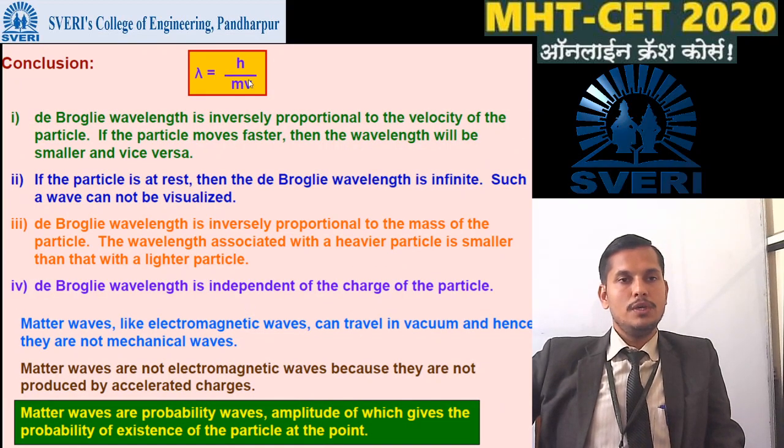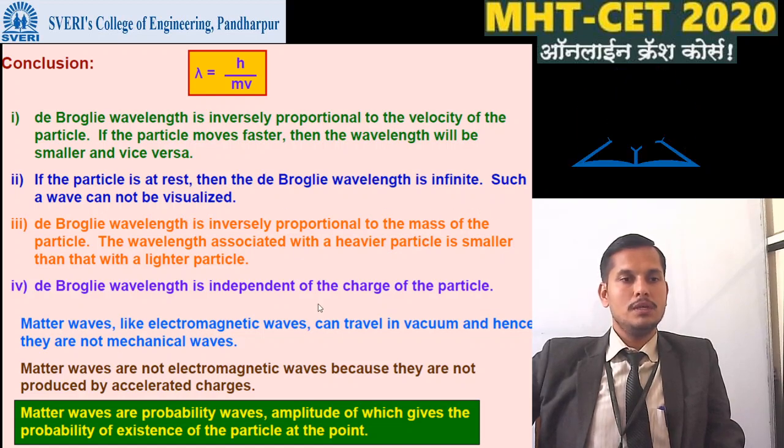So lambda is equal to h by mv, where the de Broglie wavelength is inversely proportional to the velocity of the particle. If the particle moves faster, then the wavelength will be smaller, and vice versa. If the particle is at rest, then the de Broglie wavelength is infinite. Such a wave cannot be visualized.